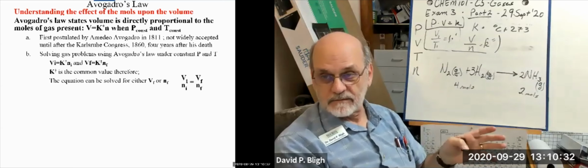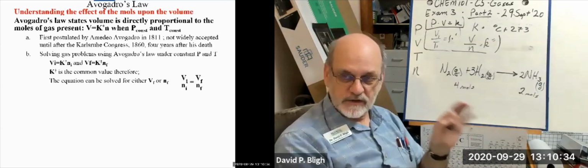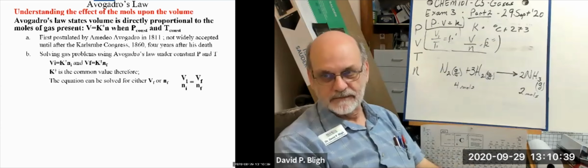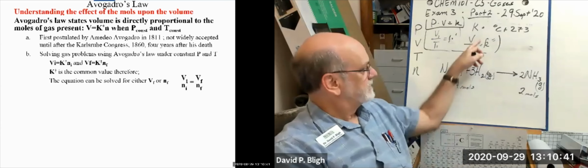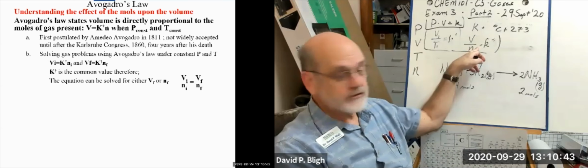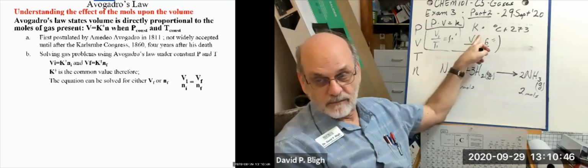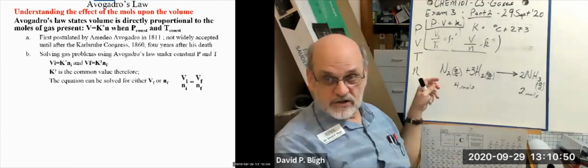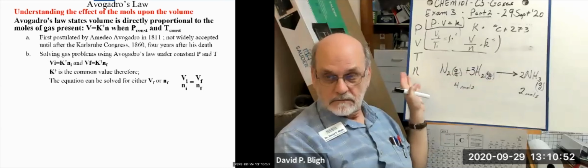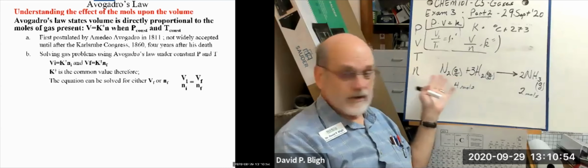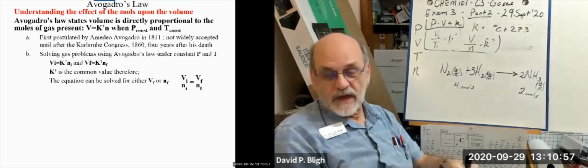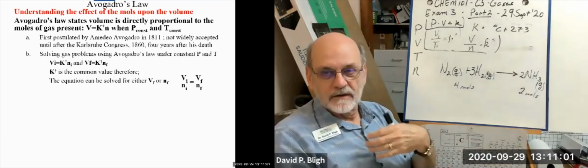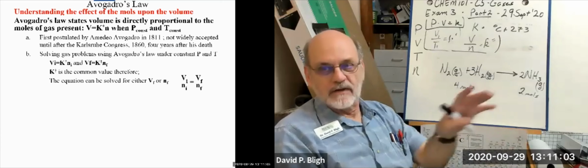What happens to the volume? Under constant pressure and temperature, the volume will also be decreased by half because they're directly related, right? If that one goes down by half, this one has to go down by half. So you can use that relationship in chemical reactions, right? You don't have to physically change the number of moles by injecting or withdrawing, but they can happen as a result of a chemical reaction.